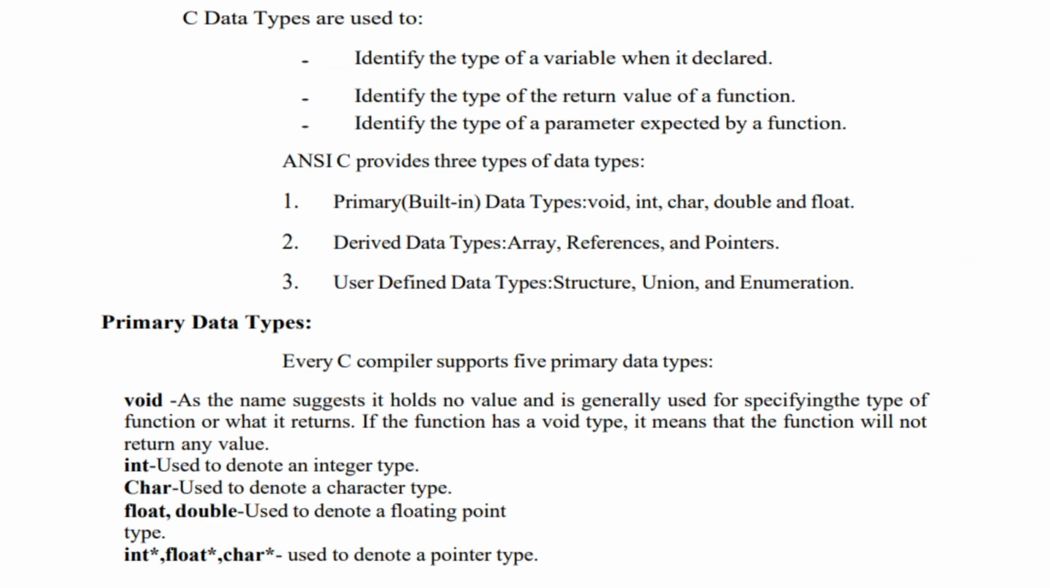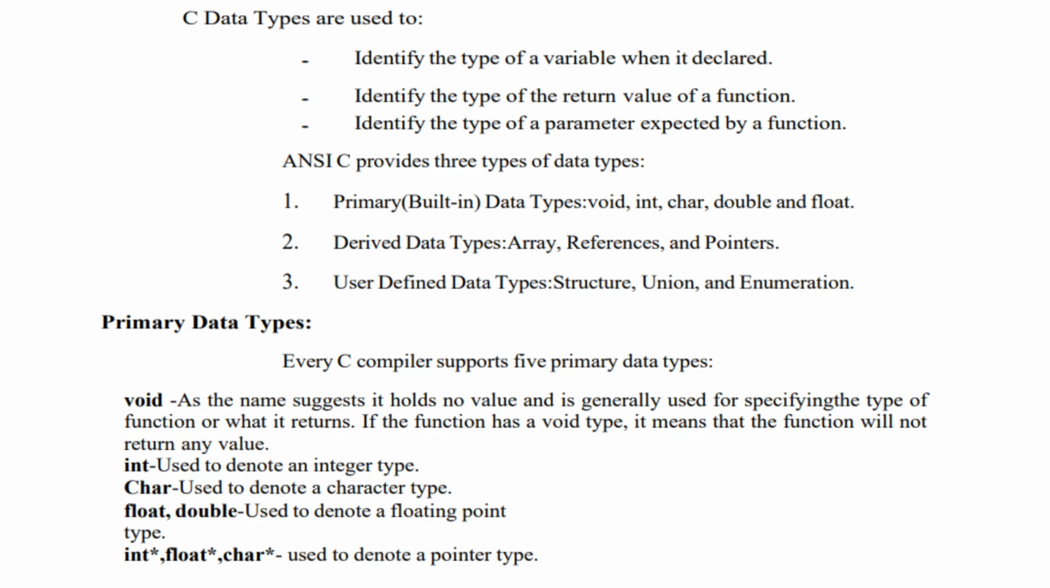C data types are used to identify the type of a variable when it is declared. ANSI provides three types of data types. 1. Primary, built-in data types: void, int, char, double and float. 2. Derived data types: array, references, and pointers. 3. User-defined data types: structure, union, and enumeration.